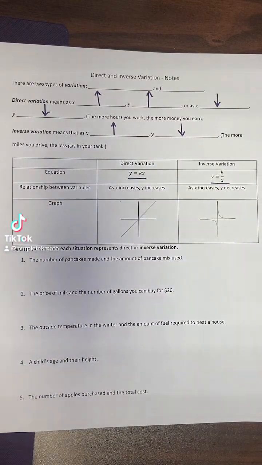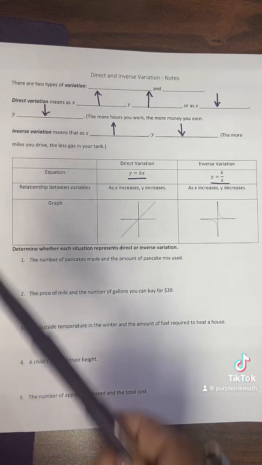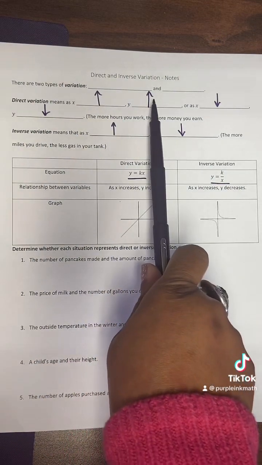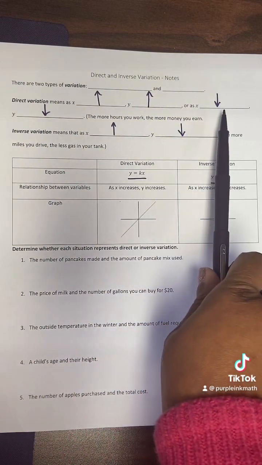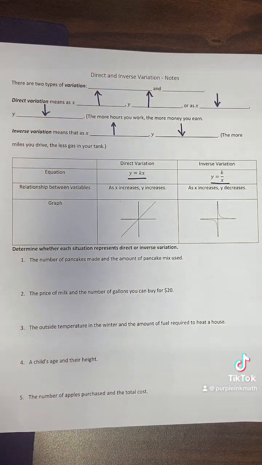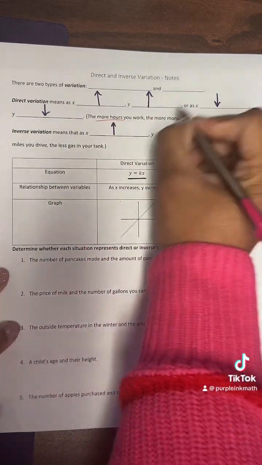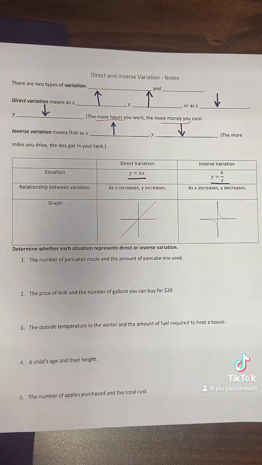Here's a video on variation. Now, there are two types. You have direct and you have inverse variation. Now, direct variation means as x gets bigger, your y's get bigger, or as x gets smaller, your y's are getting smaller. A real life example would be the more hours you work, the more money you earn. So as your hours are increasing, so is your money also increasing.